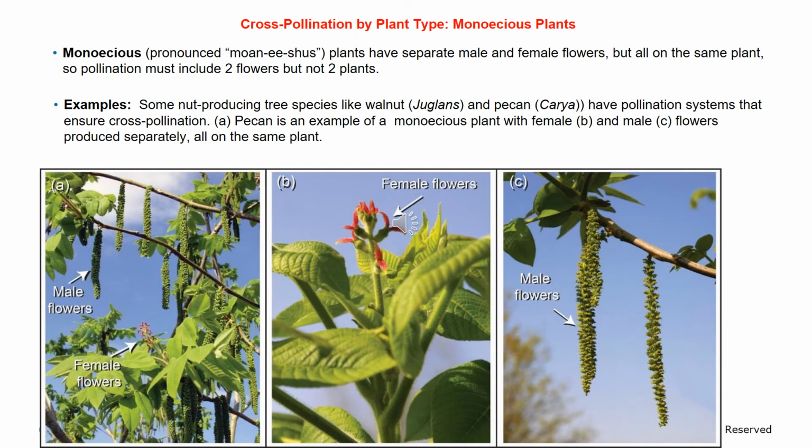The other type is monoecious plants. So we have separate male and female plants that are dioecious. When you have separate male and female flowers all on the same plant, they're called monoecious. And so pollination has to include two flowers, but not two plants, just two flowers on that plant. Examples are things like walnut or pecan. They have separate male and female flowers on the same plant.